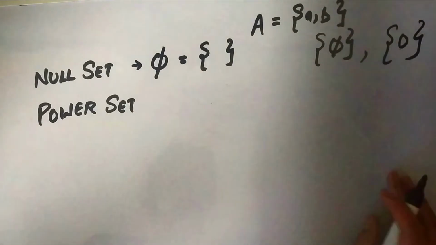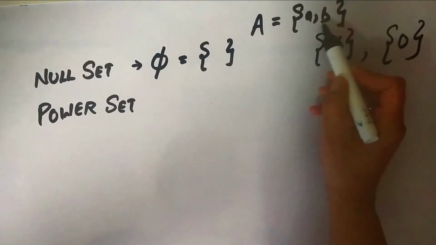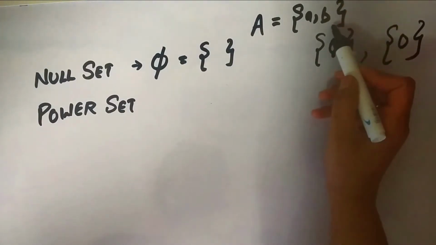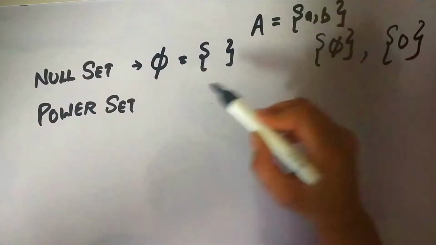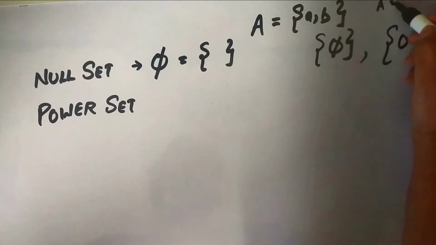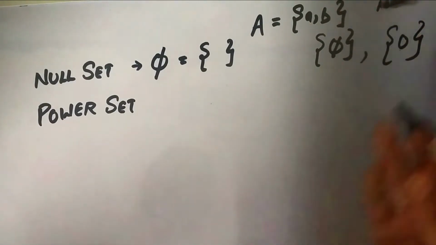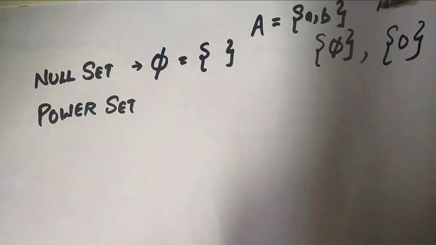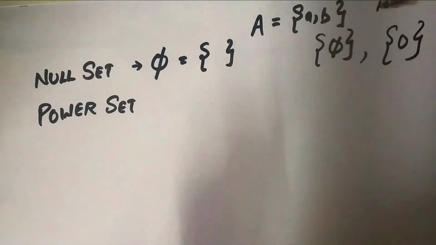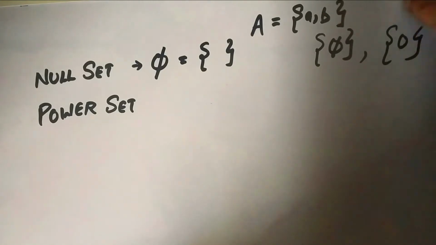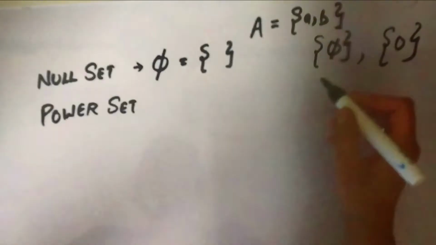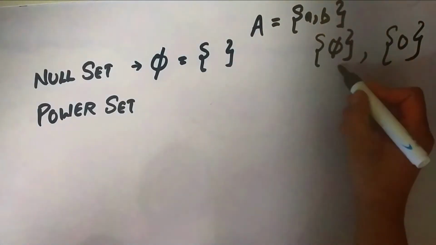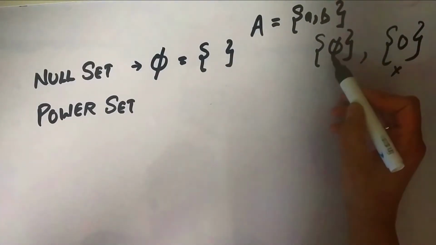What is written inside the set? The elements of the set are written inside the set. If somewhere there are brackets, that means that is a set. If you write A equals AB, that won't be a set. So brackets should be there to represent any set. So for null set, you'll either use this or this, not this, not this. These are not null sets.